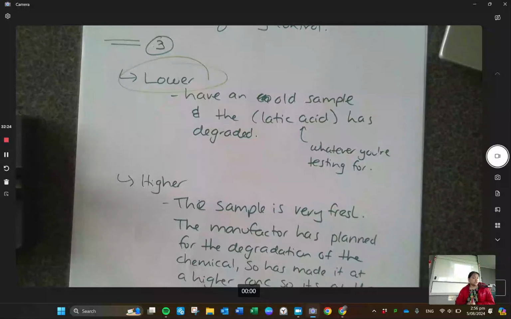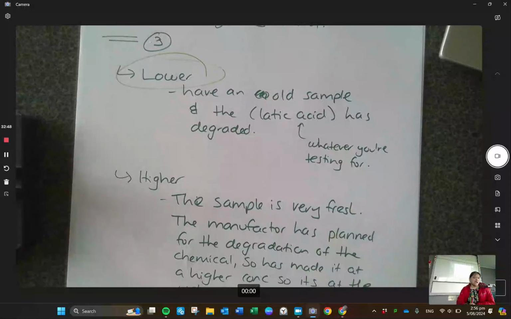So if the concentration that you get is higher than the concentration that is claimed, then you say, oh, if it's too high, it's a really fresh sample. The manufacturer must have been accounting for degradation occurring by the time the item gets to the supermarket, and we have just gotten a too fresh sample. So yeah, choose one of these two.